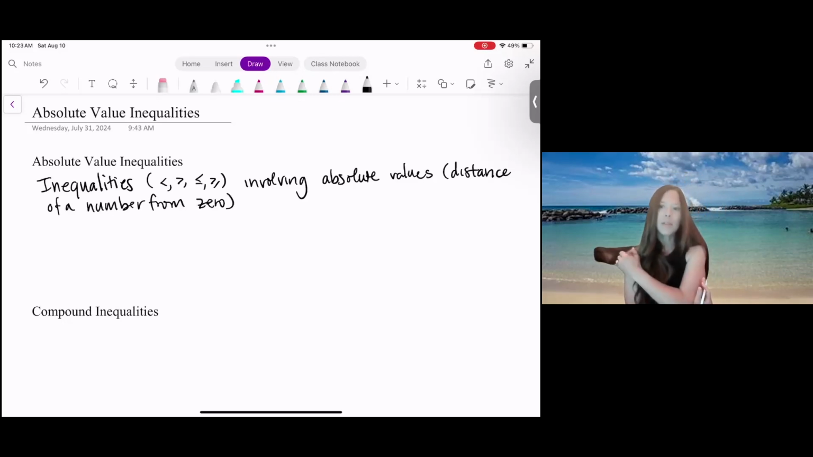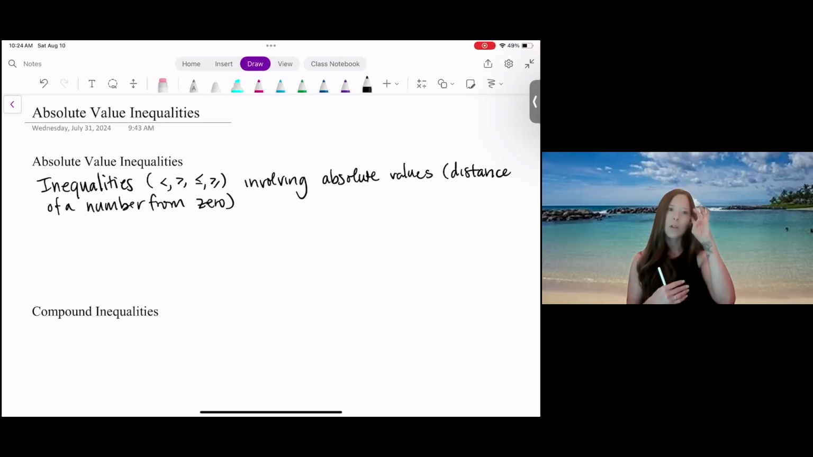Now, when we're talking about distance, the distance of a number is always positive. Distance is never negative. You can't run a negative mile. If you change direction, that's just direction. You're either coming at it from the negative side or the positive side, but it's still going to be a positive distance. When we're solving inequalities or equations, we reverse that order of operations.